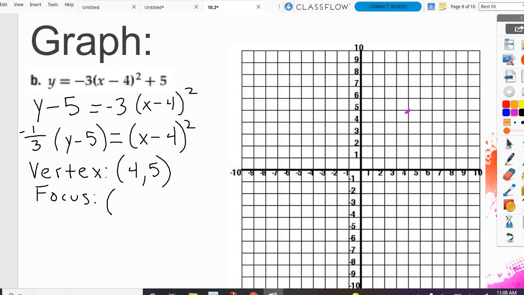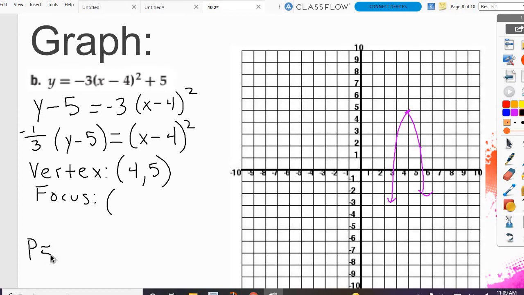Now, remind me, what does this 3 do in the front of my x? What do we mean by bigger? Does not make it wider. It makes it narrower. It does stretch it, but remember it stretches it from our x-axis, so that's why it makes it taller. So, where does my focus have to be? Inside. So that means it's going to be below this, right? So what do we have to know in order to be able to find that? The p-value.